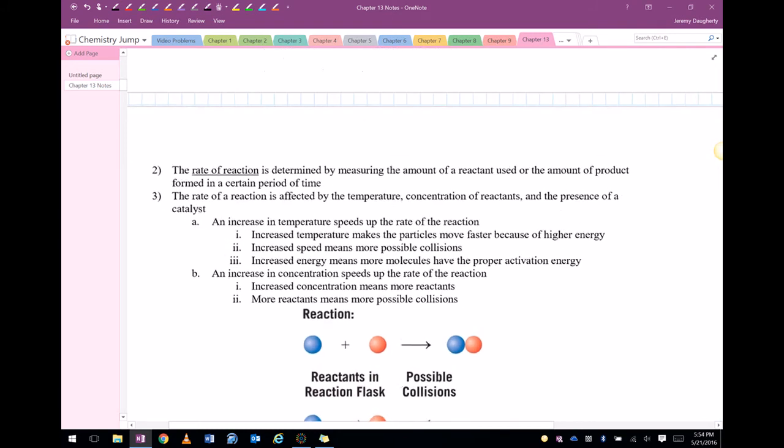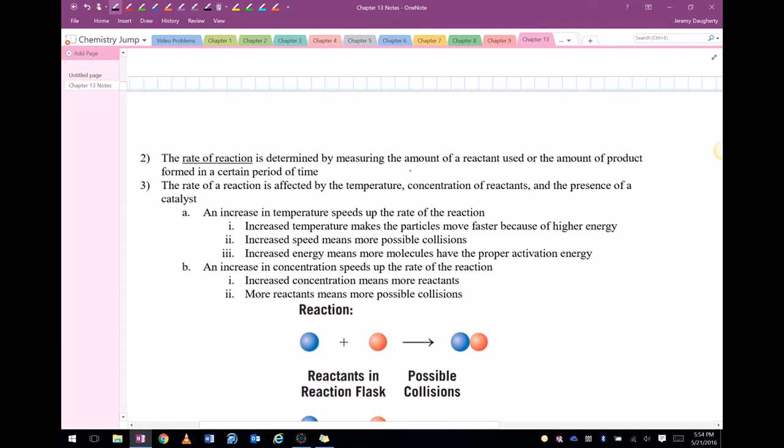We actually measure the rate of reaction by measuring the amount of a reactant used or amount of product formed in a certain period of time. What all affects the rate of reaction? The temperature can affect the rate of reaction, the concentration of reactants can affect the rate of the reaction, and the presence of a catalyst.